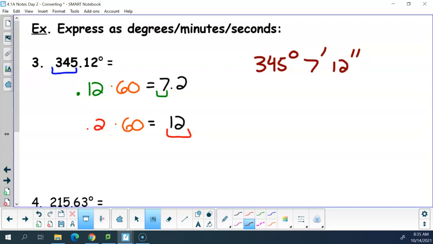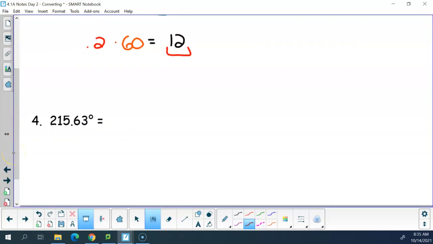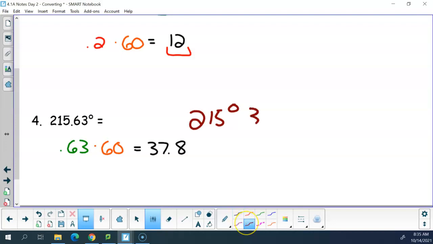We can probably do this one in 32 seconds. What's my degree part? 215. Okay? So then we've got 0.63 times 60, right? 37.8. So that's going to be 37 minutes. 0.8 times 60 is 48. 48 seconds. Then you would round that one to at most the tenths. The seconds you would round to at most the tenths.